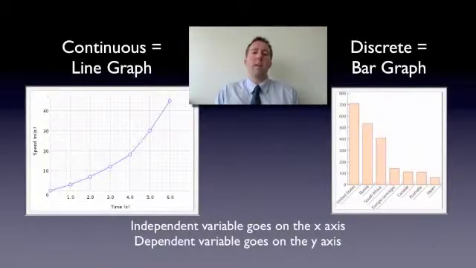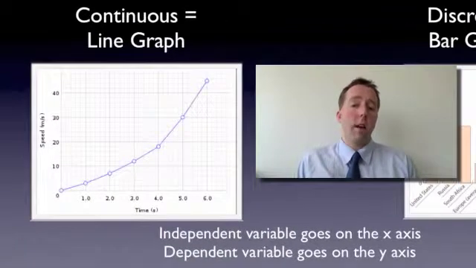Now, when we have quantitative data, and it's either continuous or discrete, that's going to decide how we present our results as a scientist. So if we do have continuous data, if we're measuring the time or the speed or the height of something, it's important that we present that data as a line graph.